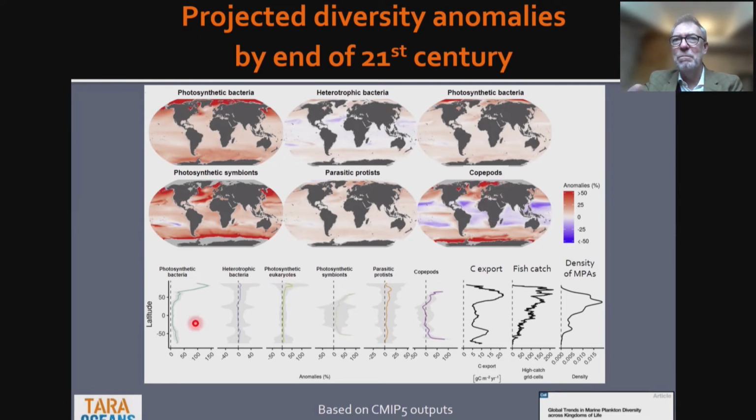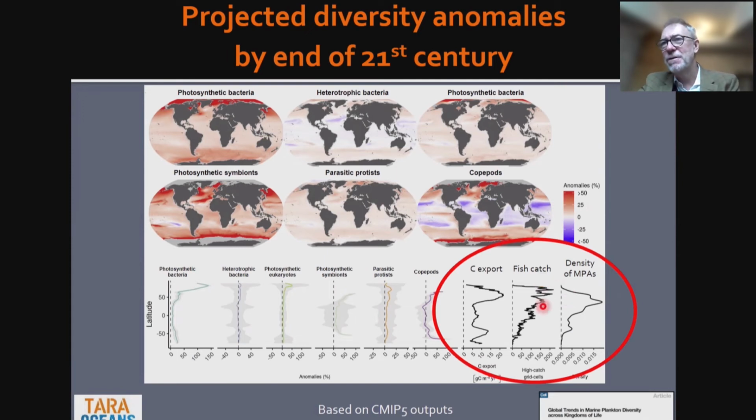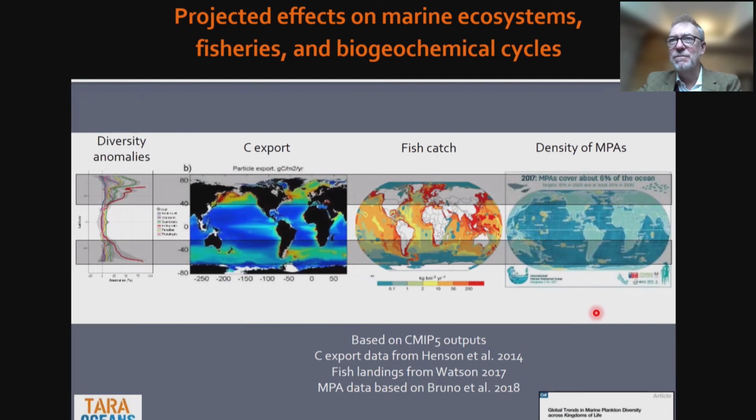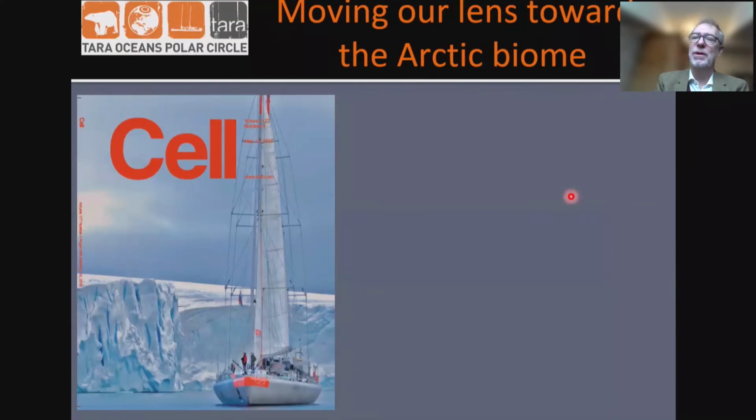At the bottom here, we've plotted this out by latitude, and we've compared this with other important processes in the ocean, like carbon export, like fisheries, fishing, and like density of marine protected areas at global scale. Maybe you can see this a bit better in these global maps here, where you can see carbon export activity plotted over the ocean, fisheries fish catch, and we can see the density of marine protected areas as well in the final plot. You can see that the projected anomalies in diversity up to the end of the 21st century as a consequence of climate change are very much likely to affect carbon export, our fisheries, the fishing industry, and also our efforts to conserve marine ecosystems through the designation of marine protected areas. So this is one example of the kinds of things we can do with it.